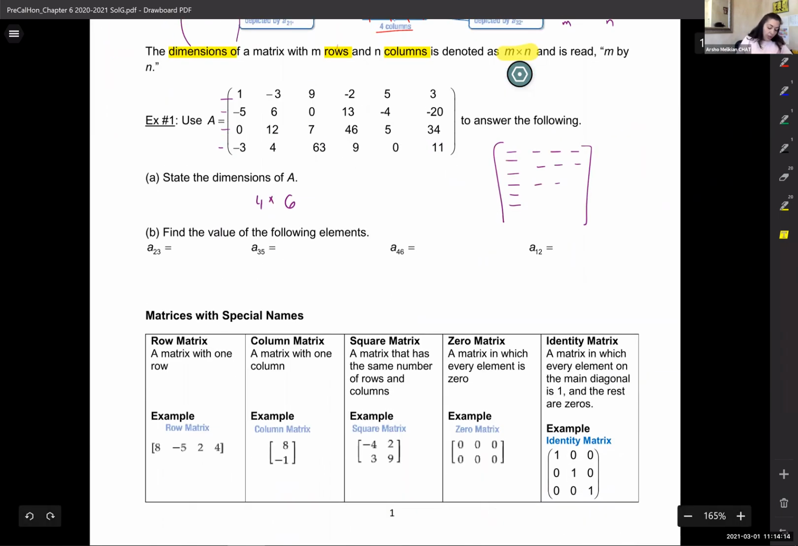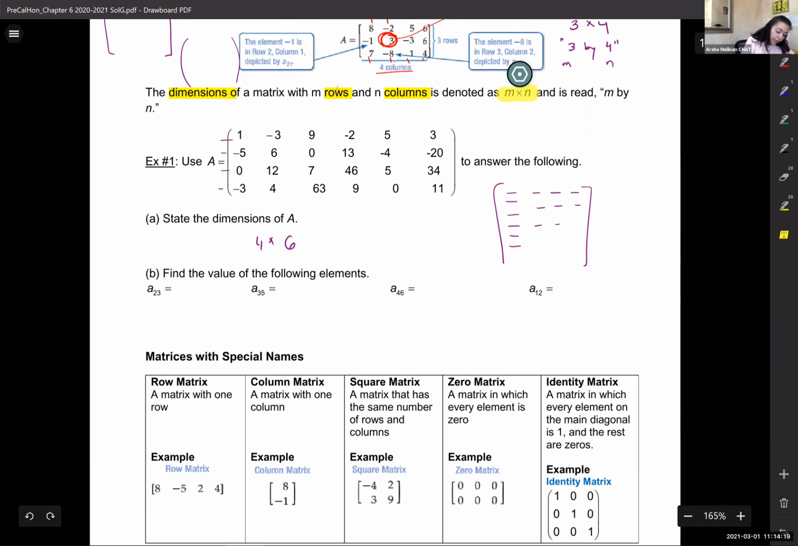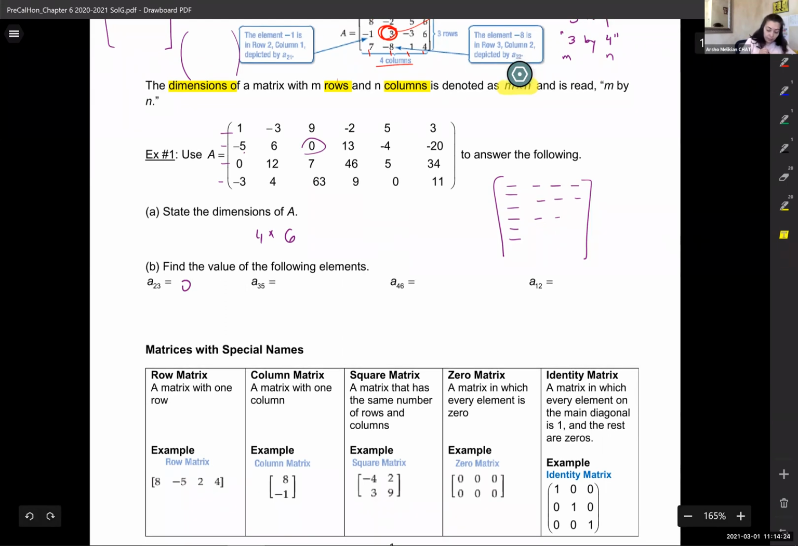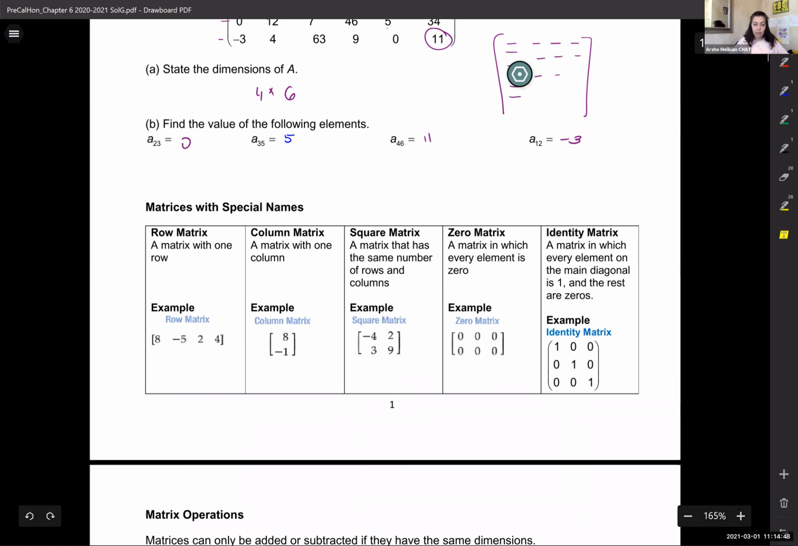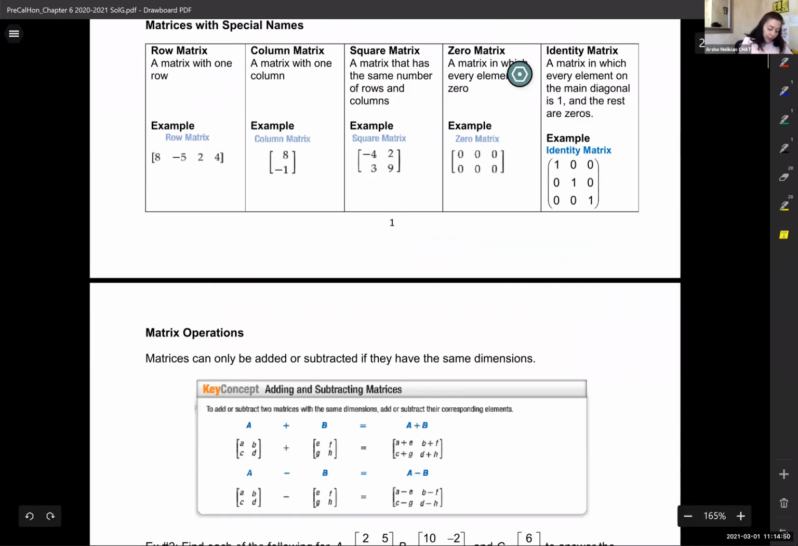Okay? All right. Find the value of the following elements. A, 2, 3, row 2, column 3, that's 0. A, 3, 5, third row, fifth column, that's 5. Right? 4, 6, that's that very last one here. A1, 2, first row, second column, -3. Okay? Questions? All right.